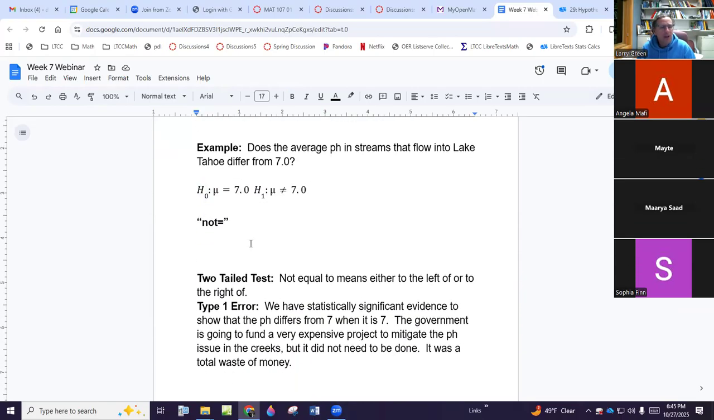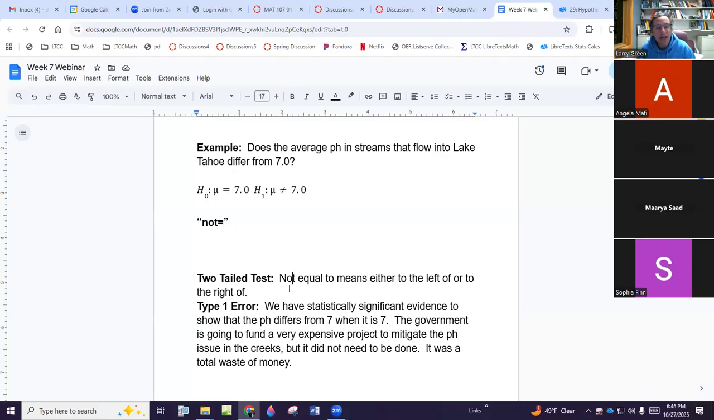Okay, so notice this is going to be what's called a two-tailed test because if it has a very high pH, we say, hey, the pH isn't 7. If it has a very low pH, you say, hey, the pH isn't 7. So high side and low side will make H1 true. Do you see that? So we call that a two-tailed test.